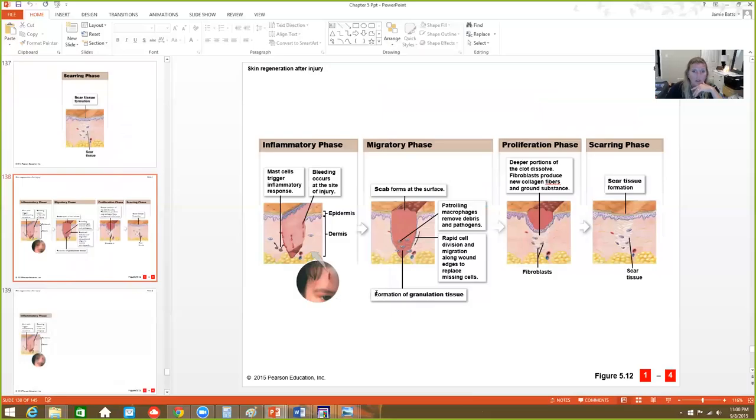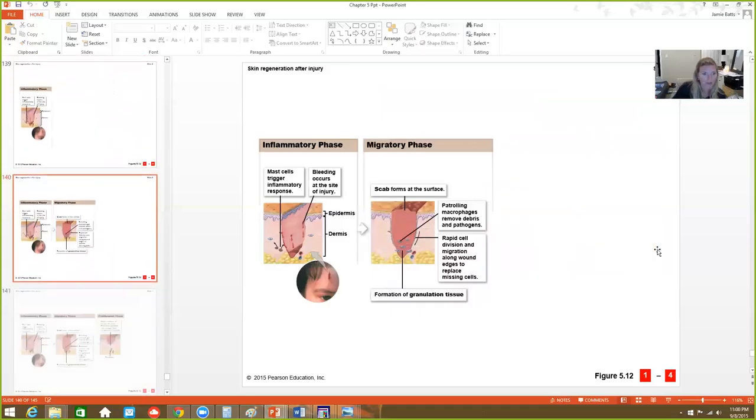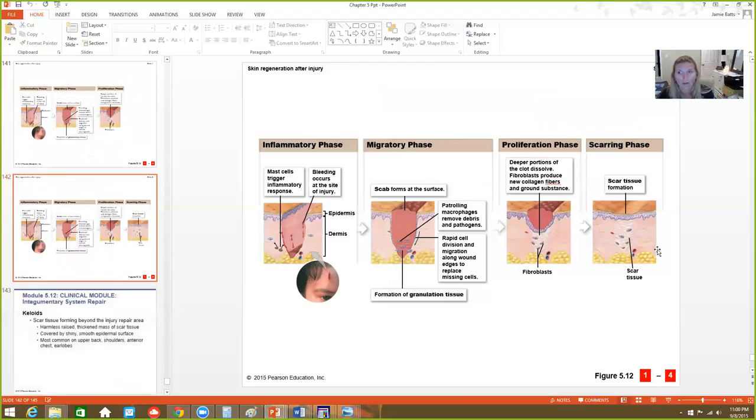So here's the whole thing. Inflammatory, migratory, proliferation, scarring. You have mast cells coming, gobbling up all the extra debris, scab, and our granulation tissue, and then the fibroblasts continue to secrete the collagen, and eventually that scab falls off. This is just the whole process. Again, I don't know why I put it in there twice.